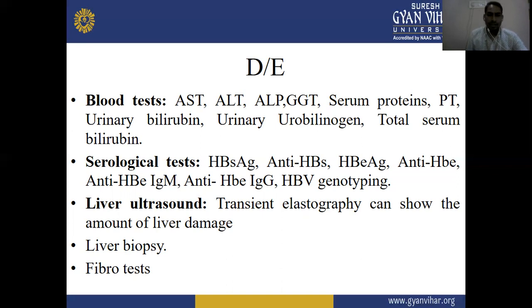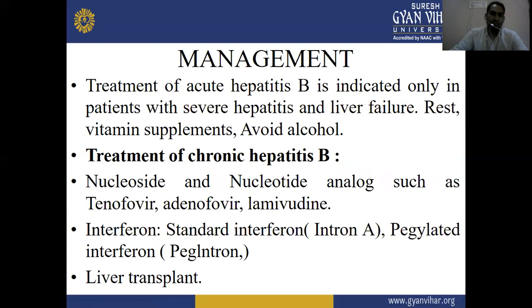Next diagnostic test is the FibroTest. FibroTest is a biomarker test that uses the results of 6 blood serum tests to generate a score that correlates with the degree of liver damage in people with a variety of liver diseases. These are the diagnostic and evaluation tests of hepatitis B.